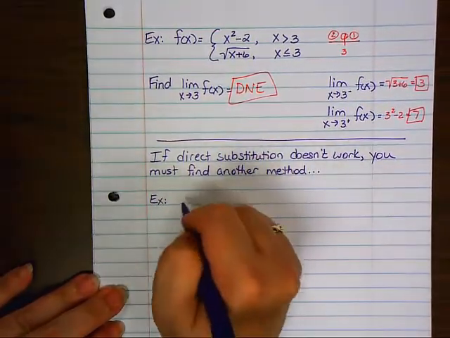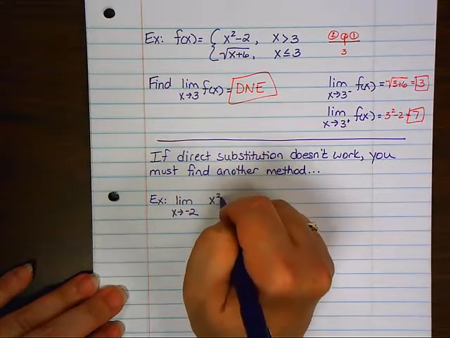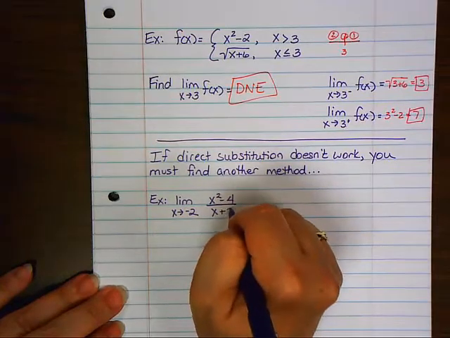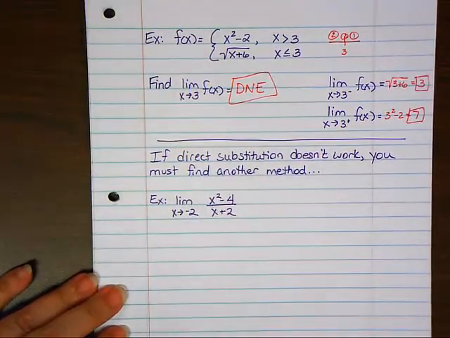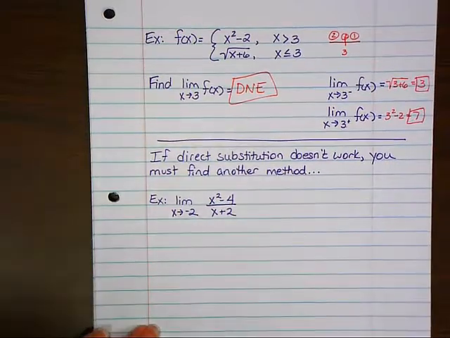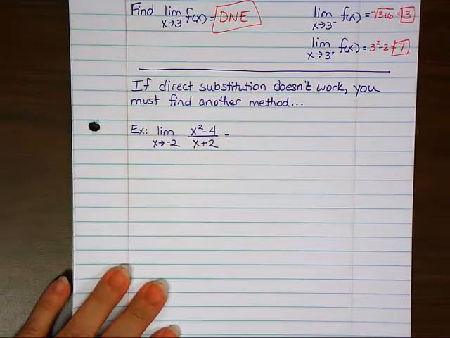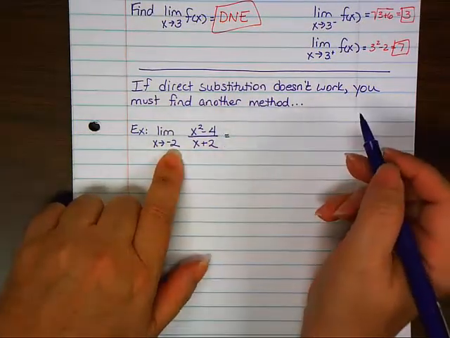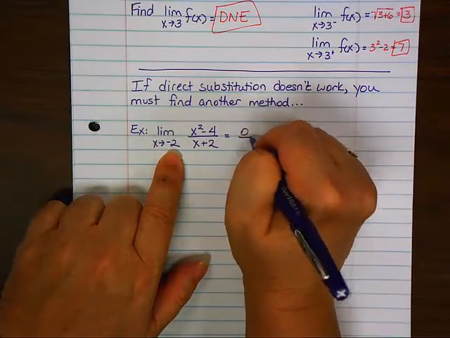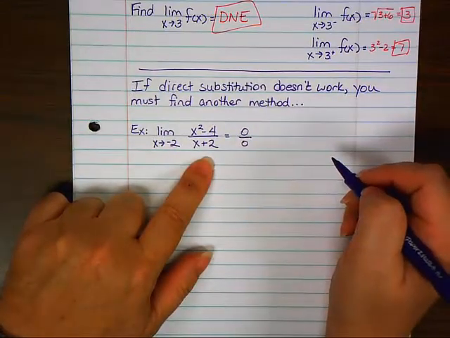For example, we're going to do the limit as x approaches -2 of x squared minus 4 over x plus 2. So that looks easy enough. Just plug in -2 and see what happens. But when you plug -2 into the top, what do you get? 0. Okay. When you plug -2 into the bottom, what do you get? 0. Oh, that's not good.